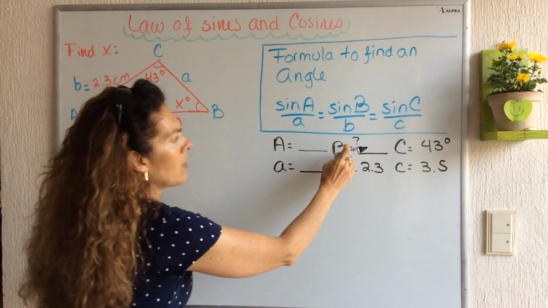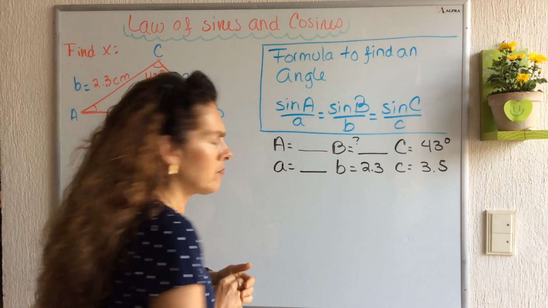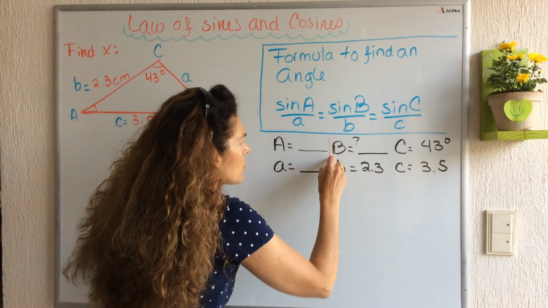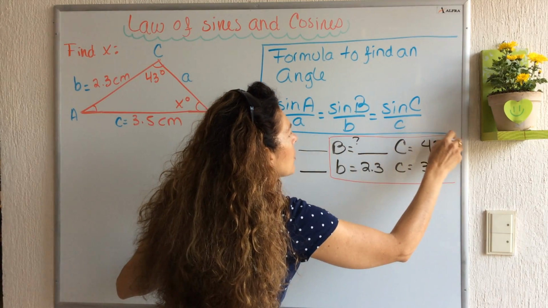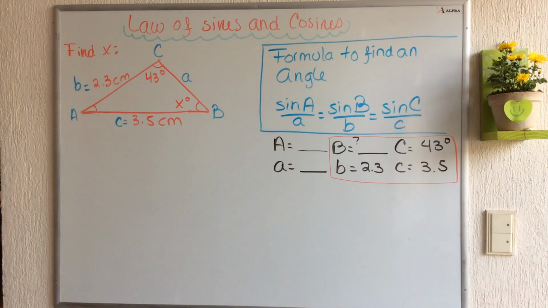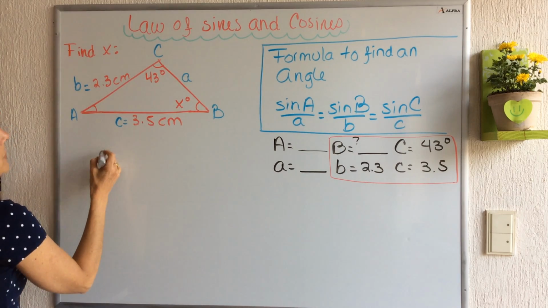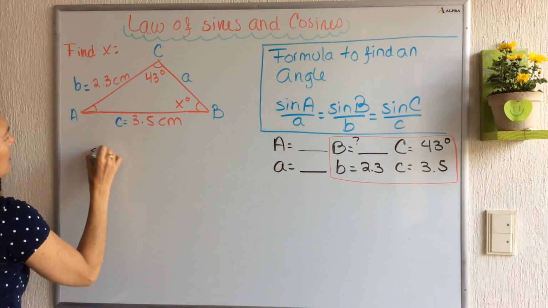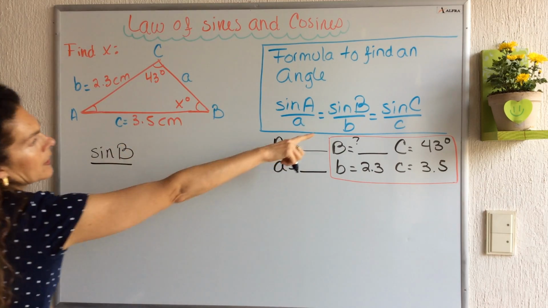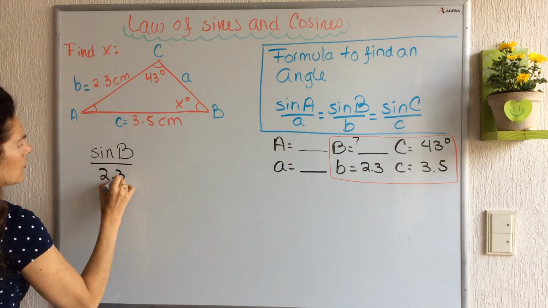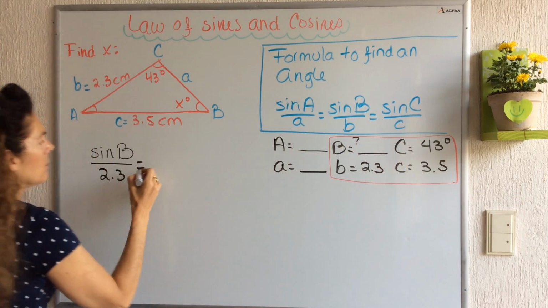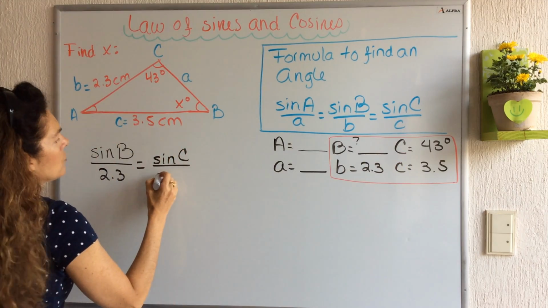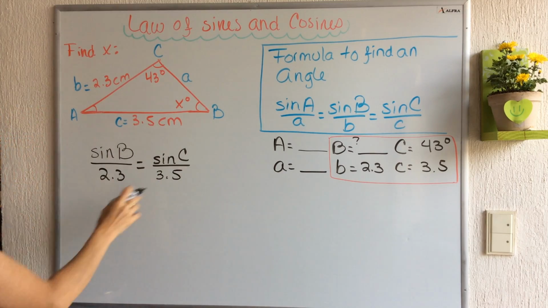And as this is the angle that we're looking for, remember, we're not going to use the A, nor the angle or the side. So we're going to use just this part, this information. Okay, so let's write it here. So we have B, which is the measure of the angle. But B is the sine of B, so we're going to write sine of B over B, which is 2.3, equals the sine of C over the measure of the side C, 3.5. And once we have this, we solve for B.